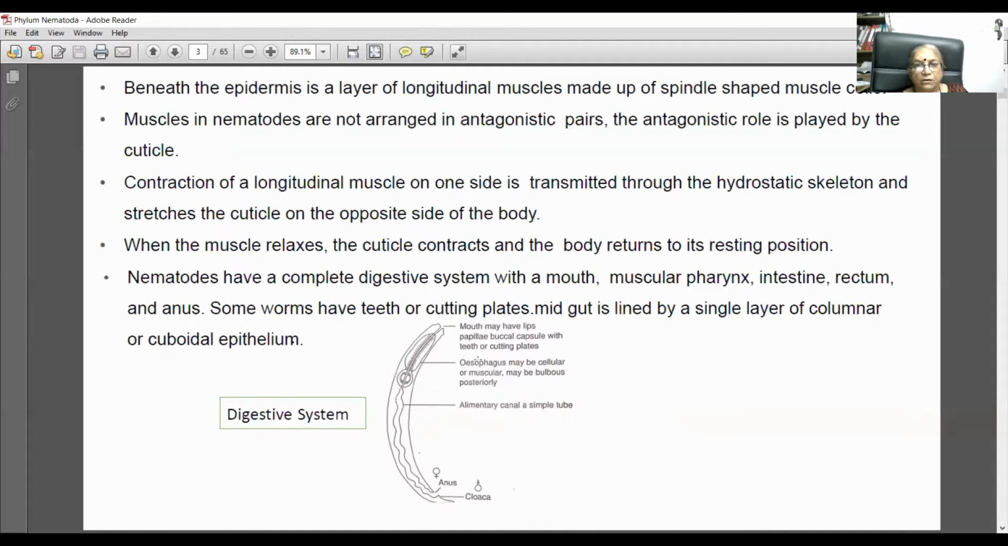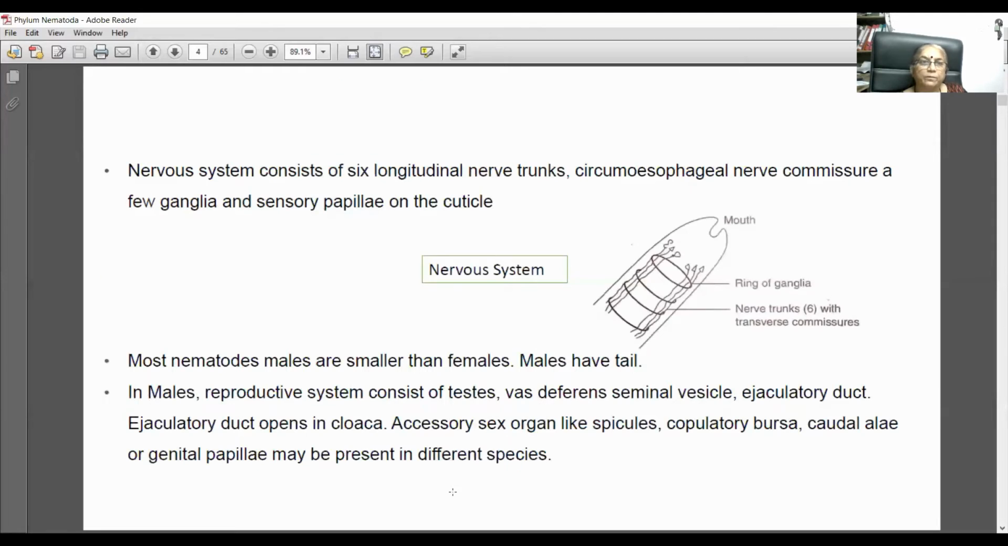The esophagus may be cellular or muscular. Say this one, this area. Okay. And this esophagus becomes bulbous in the posterior area. The alimentary canal is a simple tube that ends in an anus. Below the anus, there is a cloaca. This is the common character of all the nematodes.